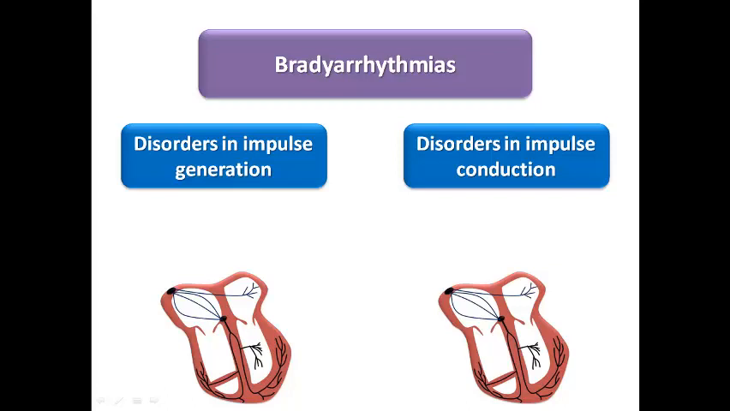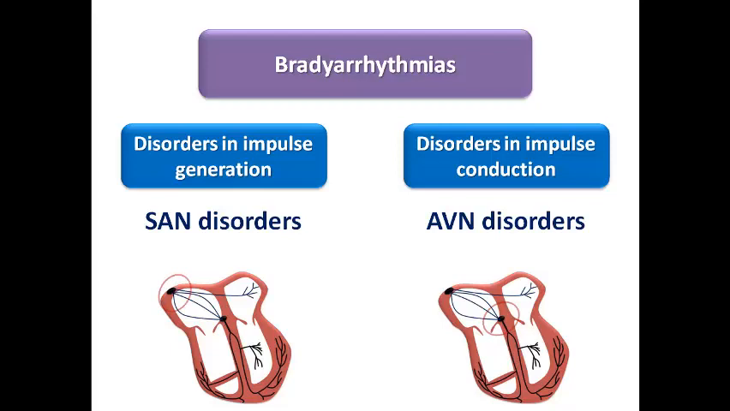Bradyarrhythmias regarding their mechanisms are divided into two main mechanisms: disorders in impulse generation and disorders in impulse conduction. Disorders in impulse generation means that there is a disorder in the SA node, because the SA node is responsible for impulse generation because it is the normal pacemaker of the heart, and so we can call this a disorder in the SA node. And disorders in impulse conduction means that there is a problem in the conduction of impulse from the atria to the ventricles, and so it is a disorder in the AV node.